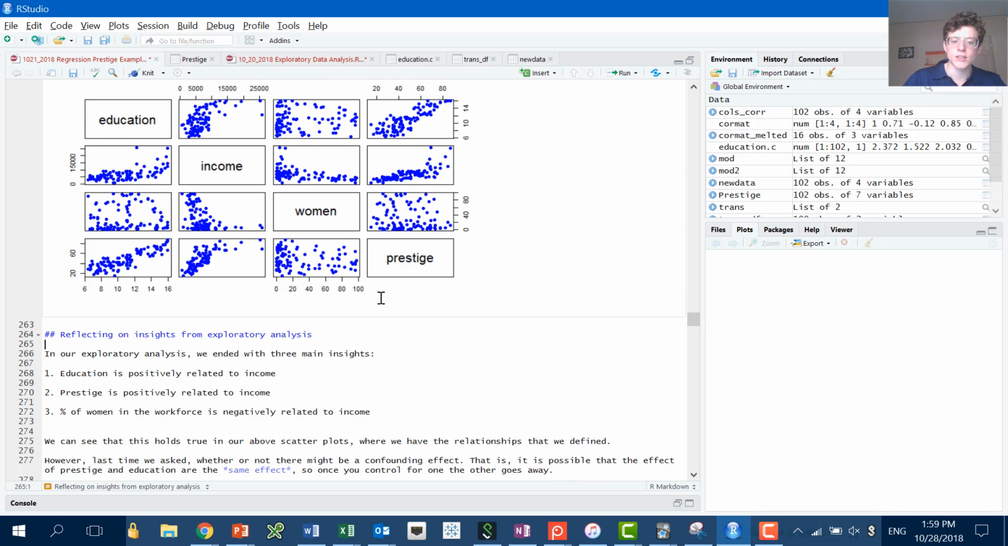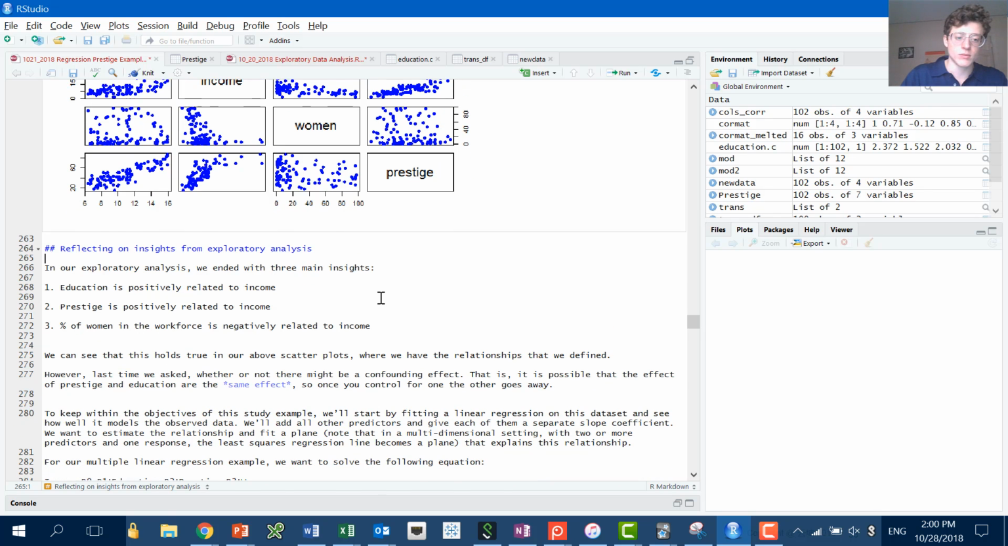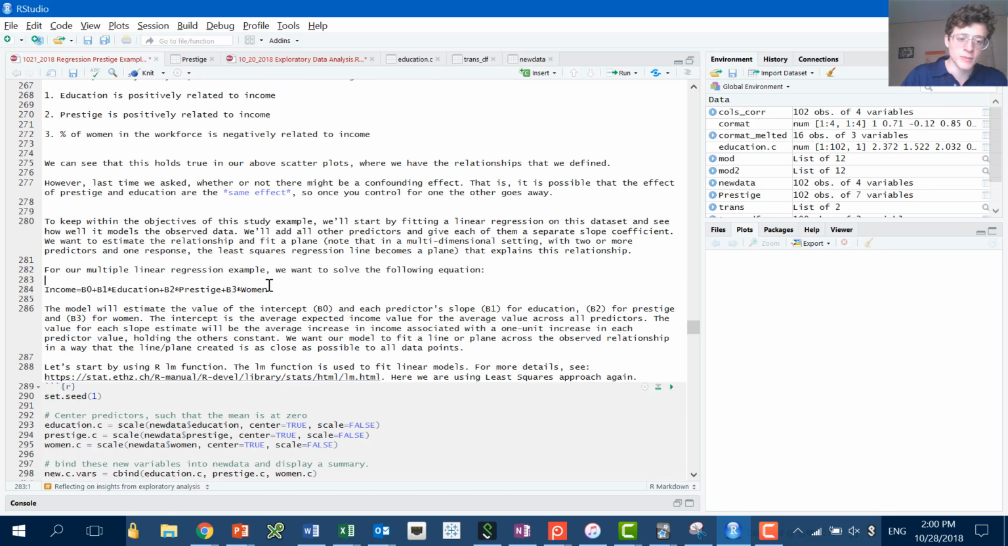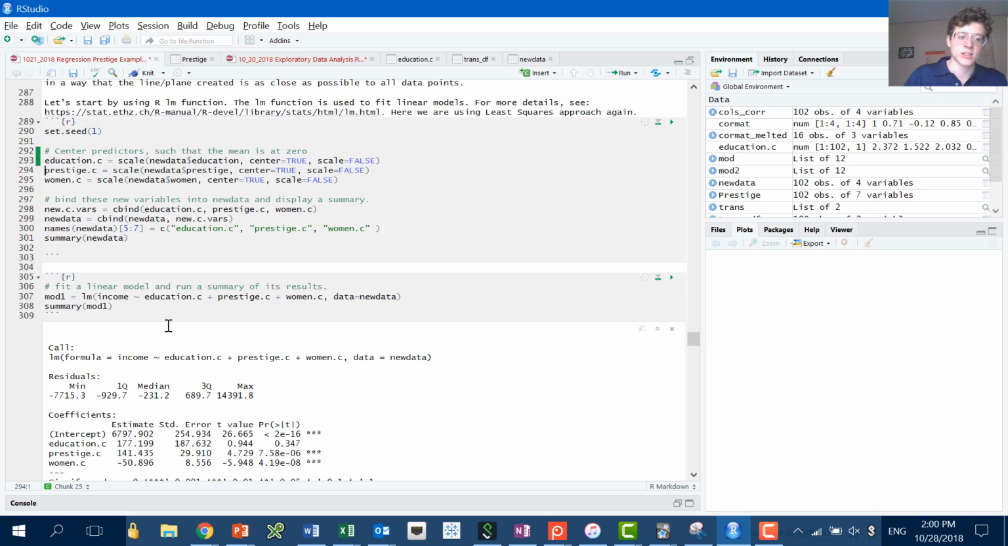So let's find out whether or not this is true using linear regression. And the added nuance, the added twist here, is that we can control for other variables. We can control for education when we look at prestige. We can control for women when we look at education. So this is the model that we're doing: beta 0 plus beta 1 times education, beta 2 times prestige, beta 3 times women. Again, we're centering predictors, so the mean is at 0.